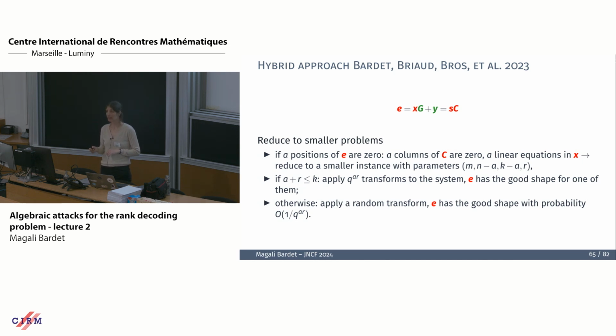And so q to the AR is not considered large? It is large, but we want to design a system with complexity 2 to the 140. So it is large and it's good.